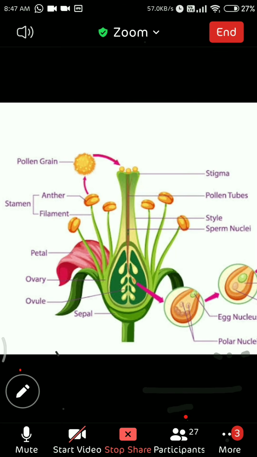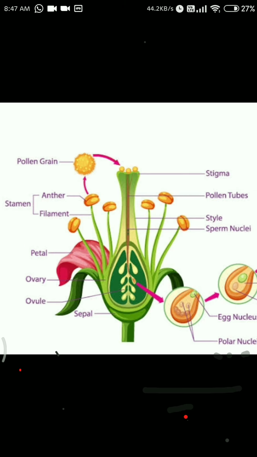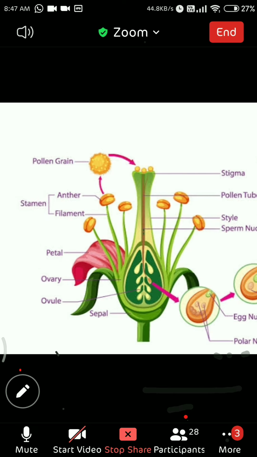This flower has four whorls: the outermost is the calyx, inner to it the corolla, then inner to the corolla is the androecium, and then the middle or innermost whorl is the gynoecium. A flower can have one or more than one gynoecium, but usually it is one only. So here, this is the uppermost part. It is the stigma.